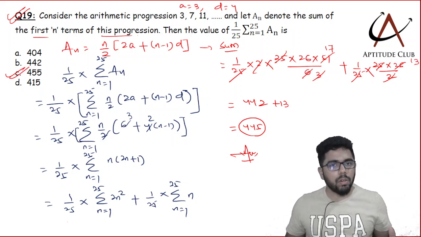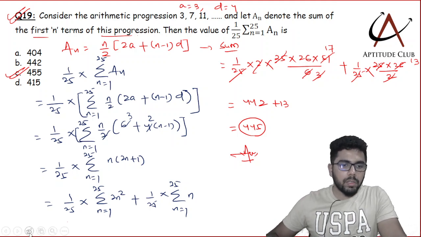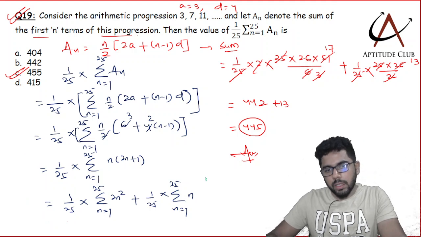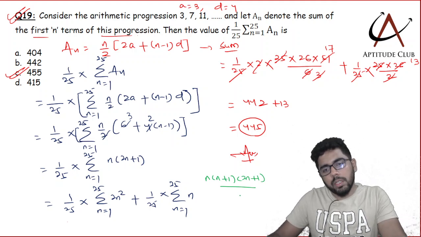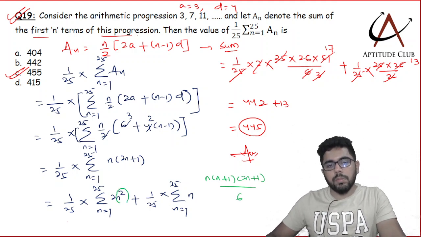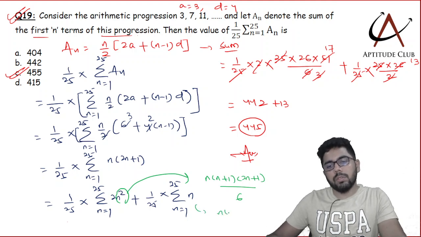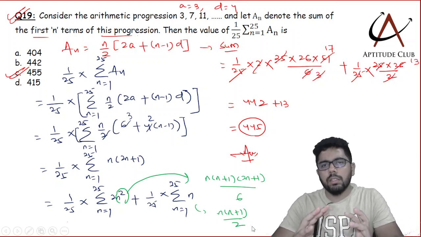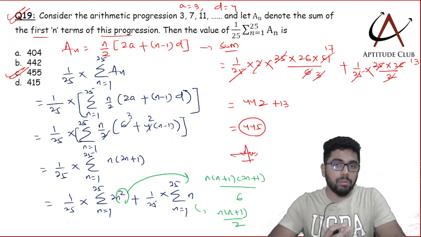And you need these two formulas. Okay, these two formulas are important. Sum of square of first n natural numbers, which is n into n plus 1 into 2n plus 1 by 6. Sum of square of natural numbers. And then this one is common, n into n plus 1 by 2. Very regular summation formulas, and as a CAT aspirant we must know these things.